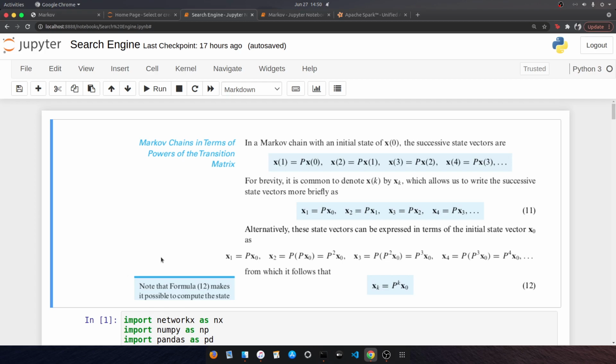So let's first recall the most important part that we have learned from the previous lecture. Basically, it tells us that the value at time point k is simply equal to p raised to k times the value at time point 0. Here, p denotes the transition matrix.